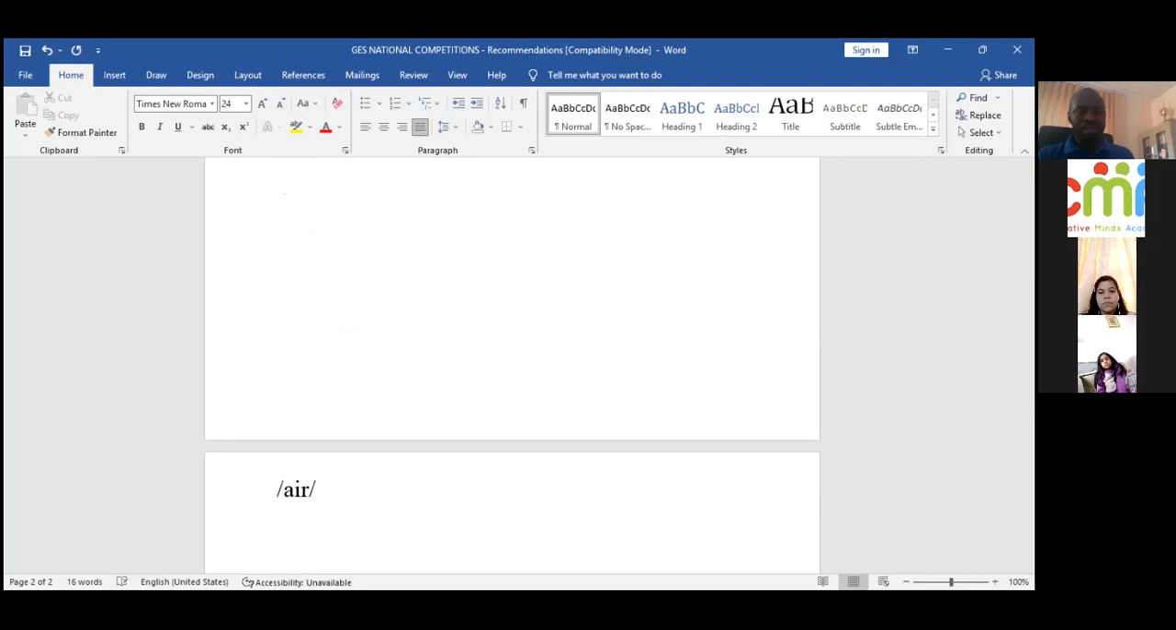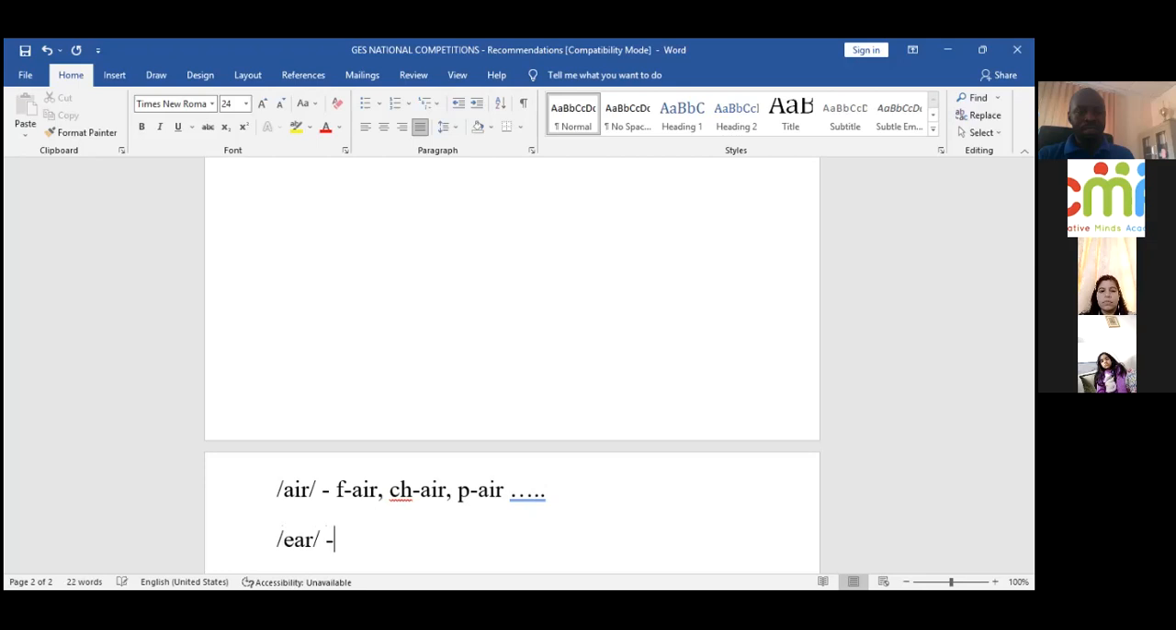AIR is a mother trigraph. When I say mother trigraph, I mean that it is the main sound. So here we have words like air, fair. Words like chair. Words like air, pair, and so many others. So that sound can also be written using this spelling.